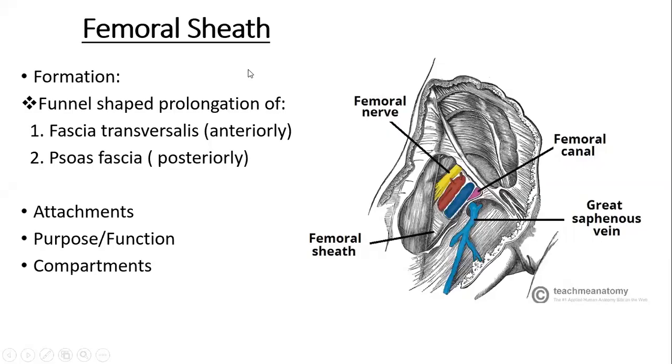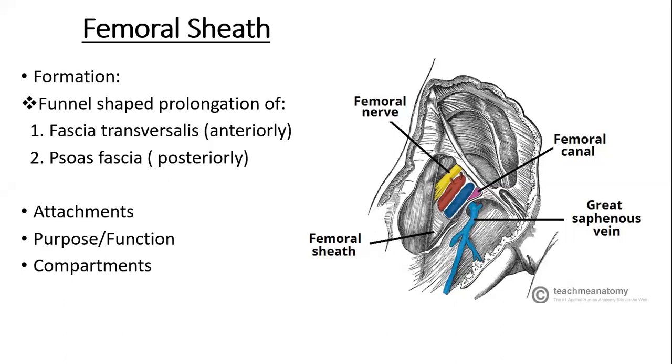What is femoral sheath? Formation. Femoral sheath is a funnel-shaped prolongation of two fascia, namely fascia transversalis and fascia of iliacus and psoas muscle. So this sheath has two layers. Just pay attention to what I say. I try to explain by rephrasing my description, because this rephrasing is important from examination point of view.